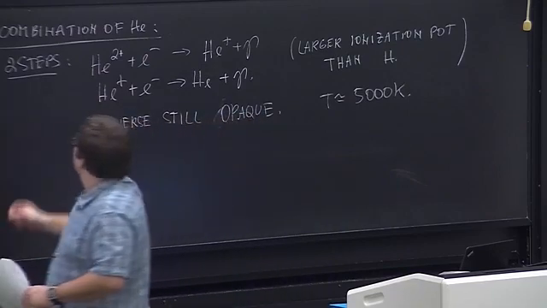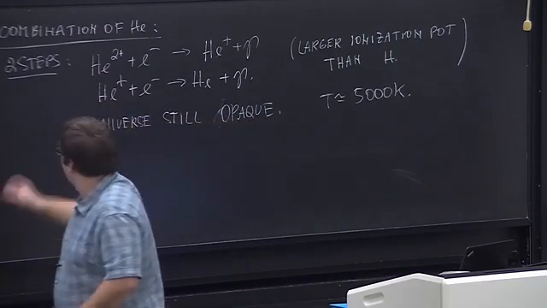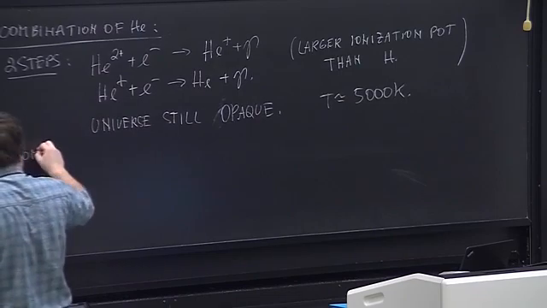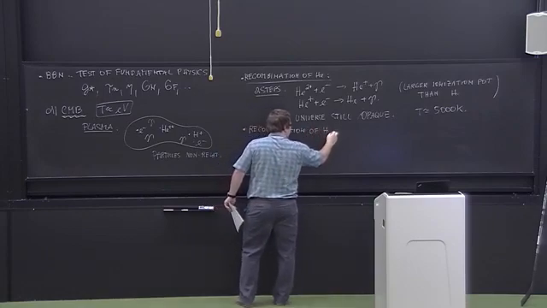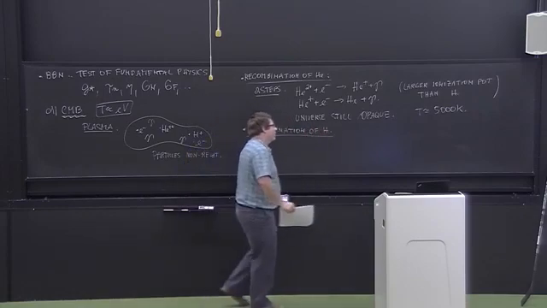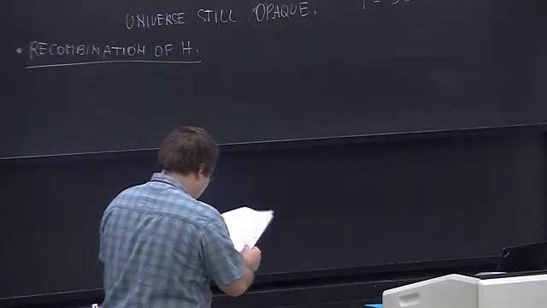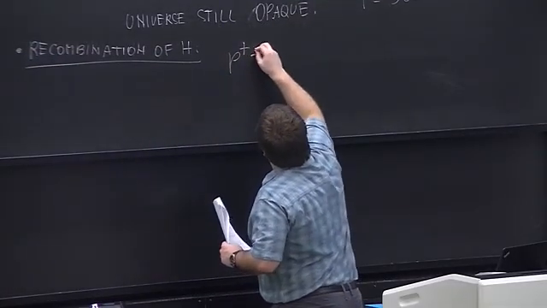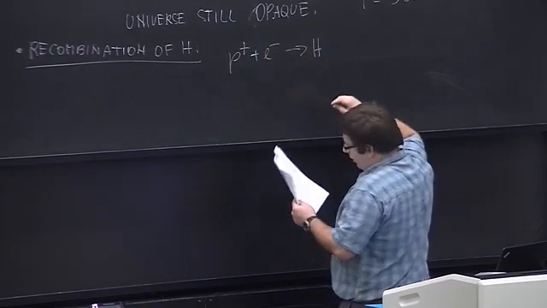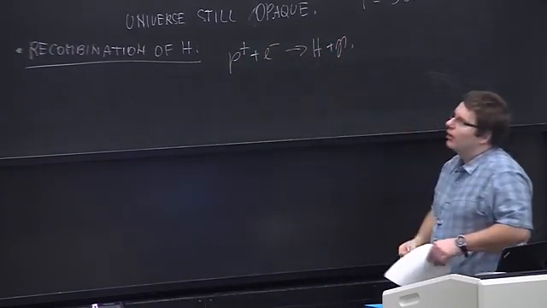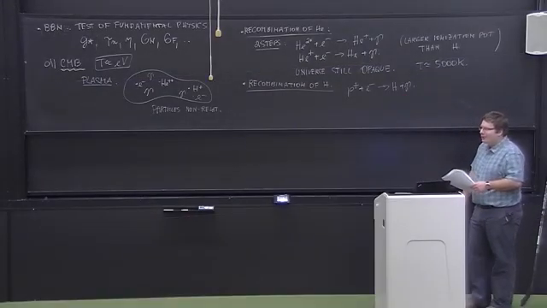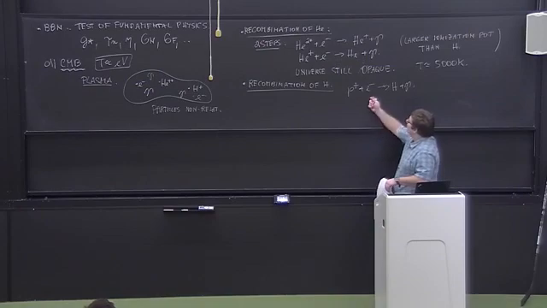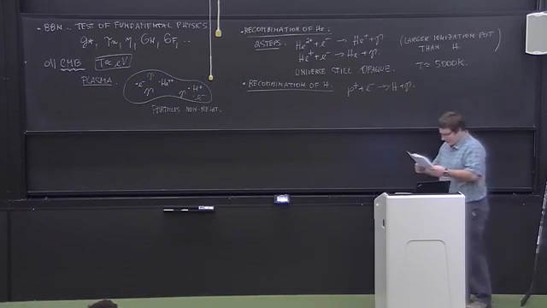Okay. So then the second step which happens is the recombination of hydrogen. So of course I have proton plus electron giving hydrogen plus gamma. This is what happens. This is not an equilibrium process. You have to use kinetic theory, but you will calculate it in your homework too by using the equilibrium Saha approximation.